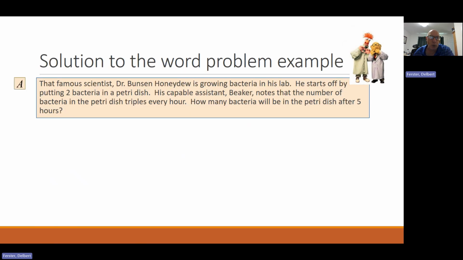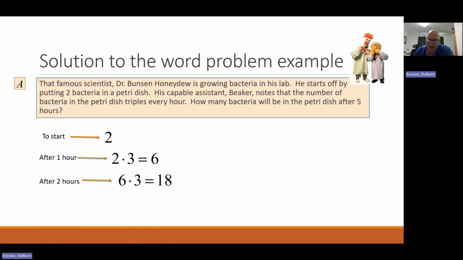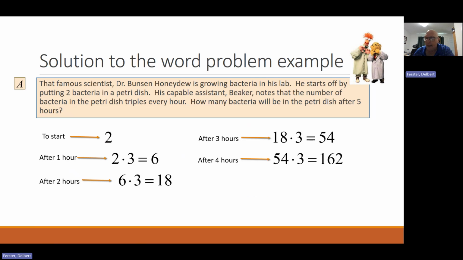So maybe what we could do is realize that there's 2 to start. And after 1 hour, according to the person who wrote the problem, the number triples. So after 1 hour, there would be 6. After 2 hours, that 6 gets tripled and there are 18. After 3 hours, the 18 gets tripled and there are 54. After 4 hours, the 54 gets tripled and we're up to 162. After 5 hours, the 162 gets tripled and we have 486 bacteria in our petri dish at the end of 5 hours. So that's cool.